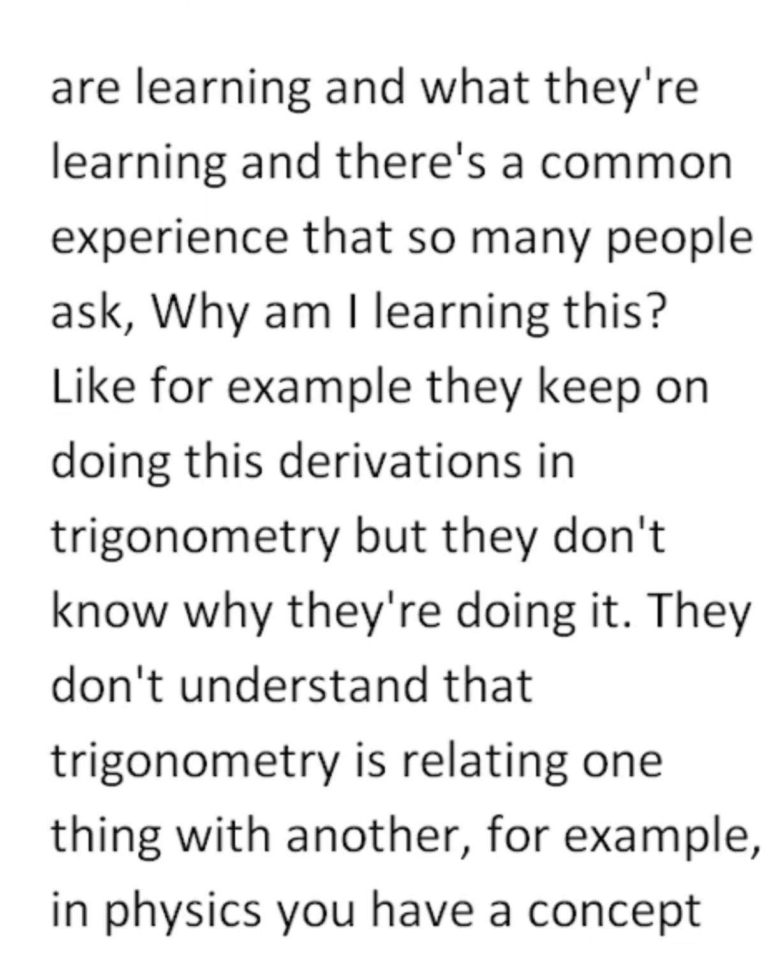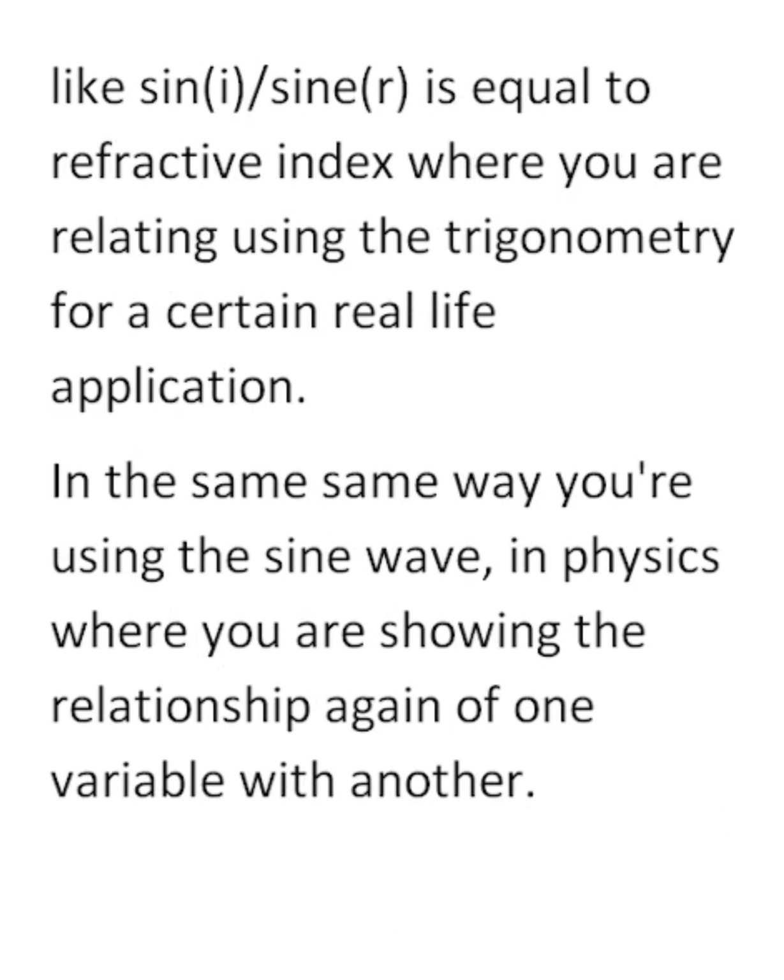Like for example, they keep on doing these derivations in trigonometry, but they don't know why they're doing it. They don't understand that trigonometry is relating one thing with another. For example, in physics, you have a concept like sin i by sin r is equal to refractive index. You know, when a ray moves and enters a glass, it bends. At different angles, it bends at different angles, but there's a relationship. Listen carefully, there's a relationship between the angle of incidence and the angle of refraction or bending. When you divide it as sin i by sin r, it is always a constant.